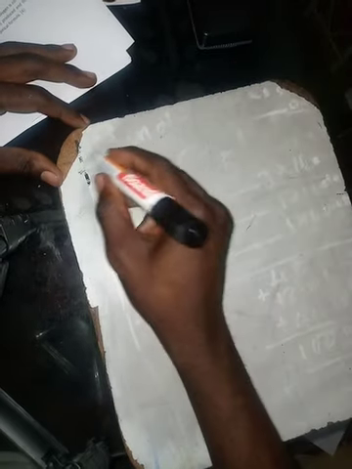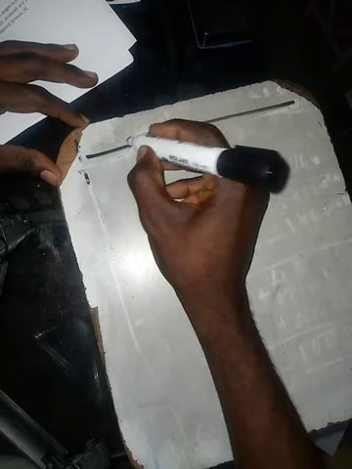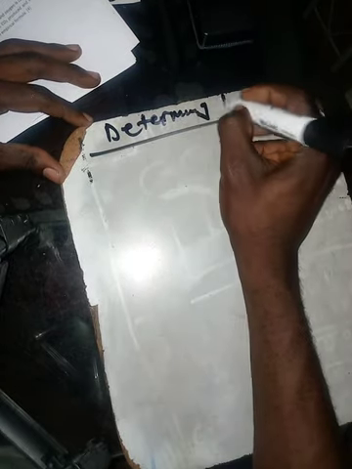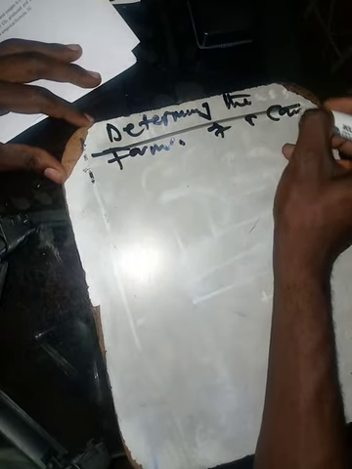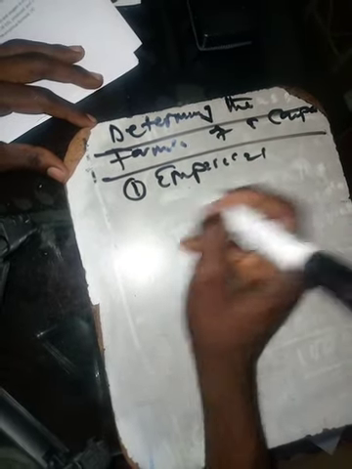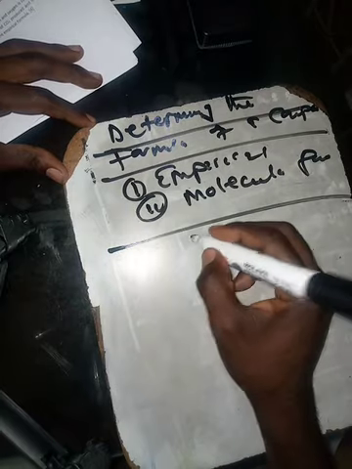Let's now talk about determining the formulas, which is the empirical and the molecular formula. This is very interesting, and this question is rarely left, guys. So you have to know it. So determining the formula of a compound. All right. So the formulas they're talking about are the empirical and the molecular formula. All right. So we'll start with empirical.